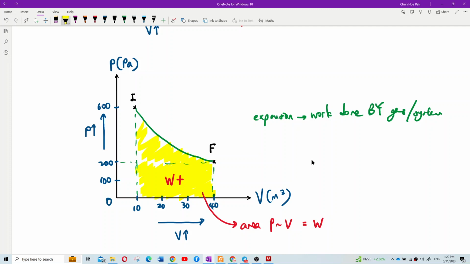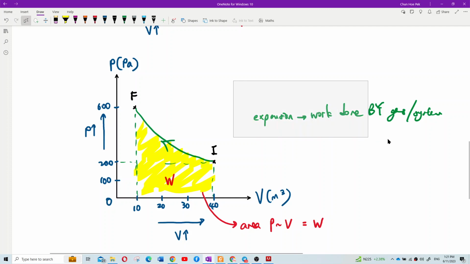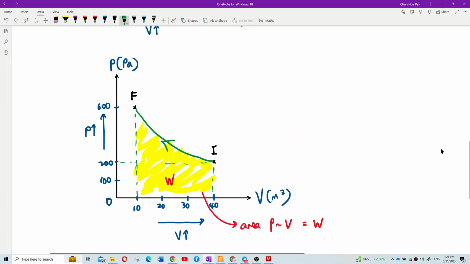Let's say the graph is the other way around, so final is over here, initial is over here. Area under the graph. Let's say initial is at the right-hand side and the graph goes to the left. This is compression. Compression means negative work done.